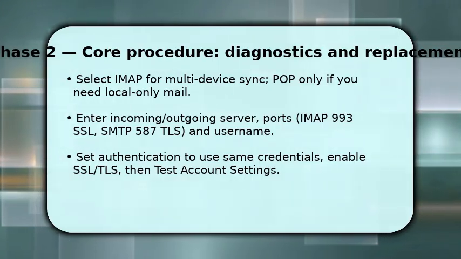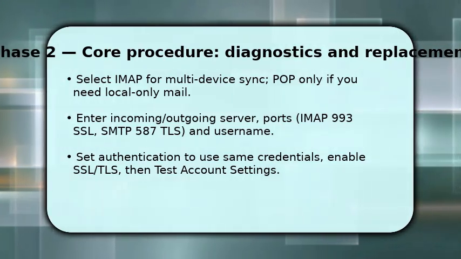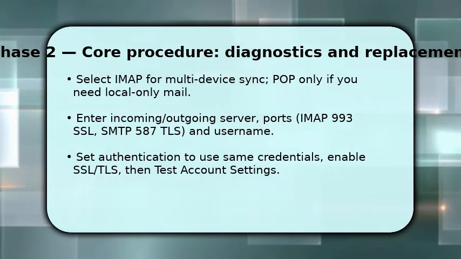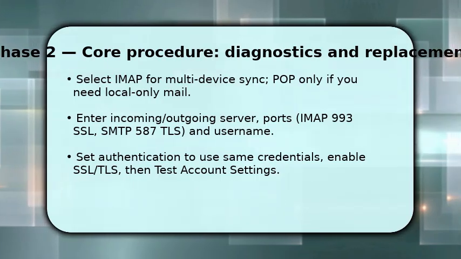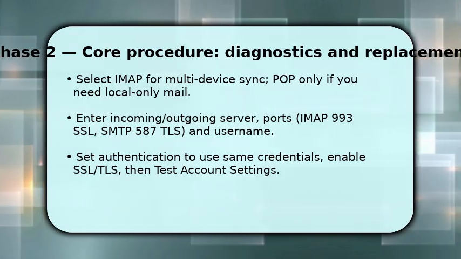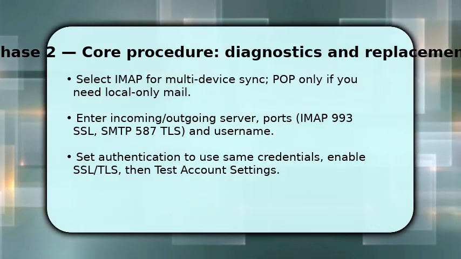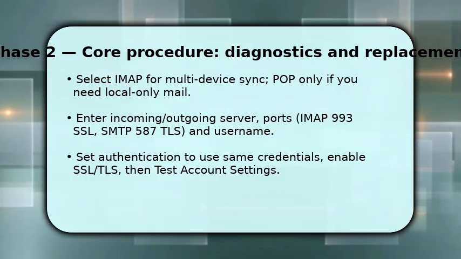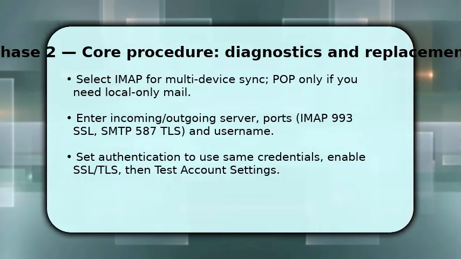Enter the incoming host, set port 993 with SSL for IMAP, then outgoing SMTP with port 587 and TLS. Make sure authentication uses the same username and password, otherwise send will fail. Once done, hit Test Account Settings so you confirm authentication, sending, and finish by tailoring behavior.